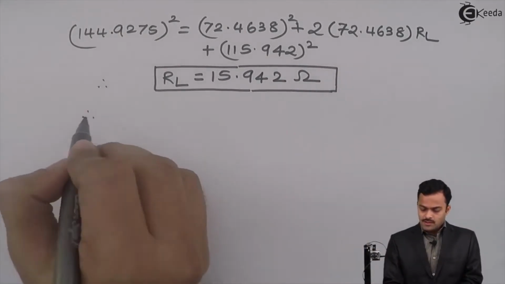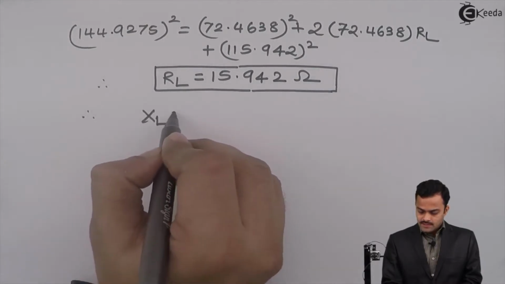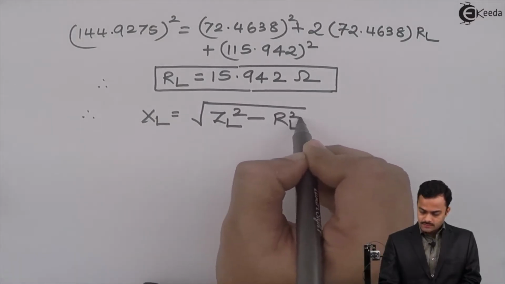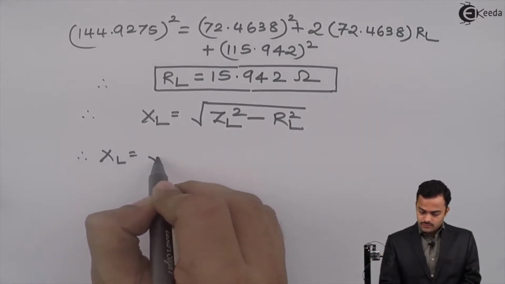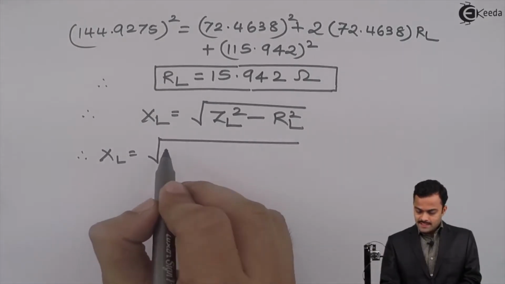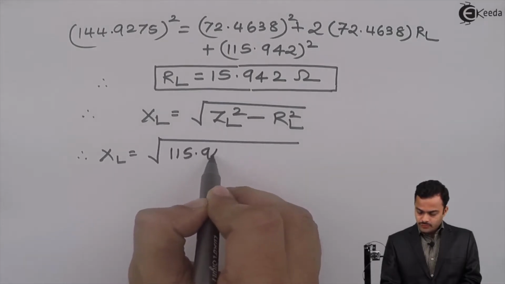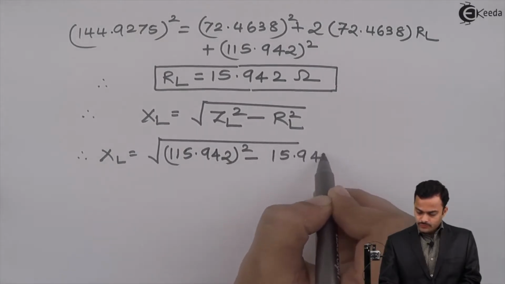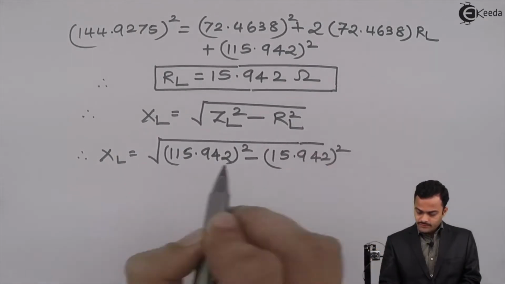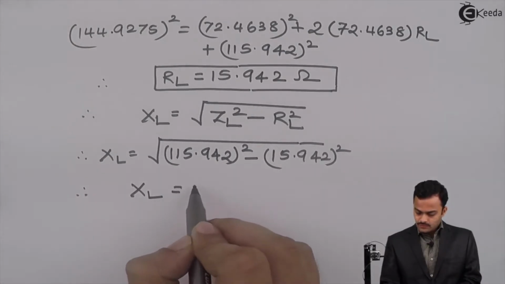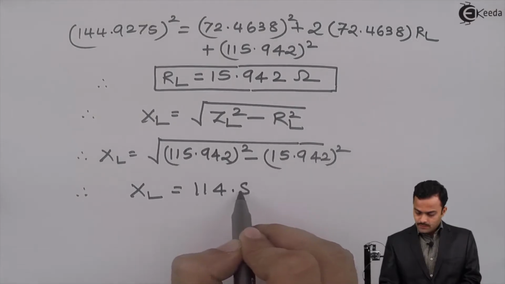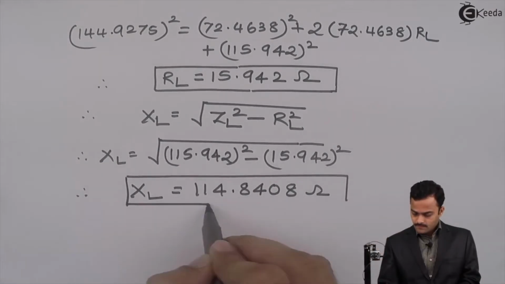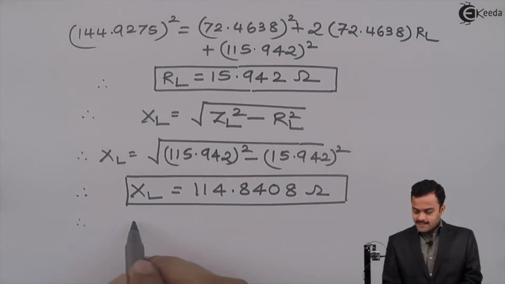If RL is known, I can get XL. How? XL equal to root of ZL square minus RL square. So XL equal to root of 115.942 square minus 15.942 square. If we solve, you will get XL equal to 114.8408 ohm. And now XL is 2 pi FL.